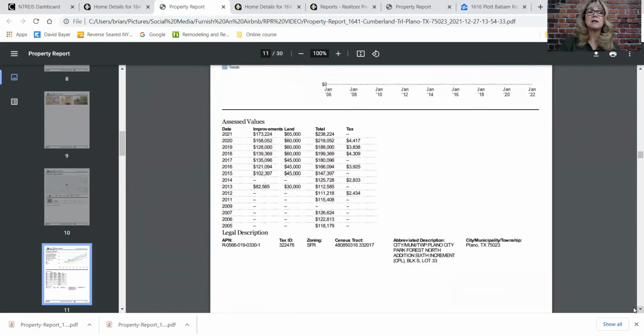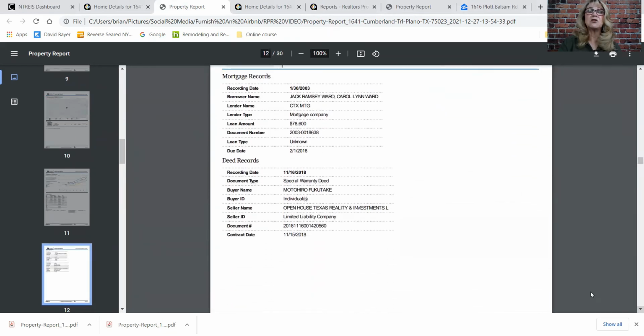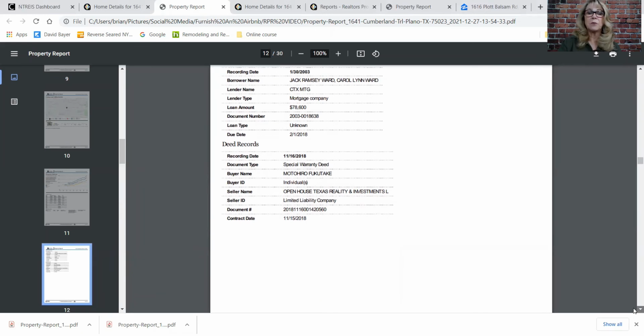Then this gives you the assessed values. This is the tax. So you can see how far it went back, I owned it back in 2013, and then where it's just gone up. And the taxes, that was one of my reasons for selling it, because of the taxes. It was just getting out of control. This tells you the original owners and who owns the house now.